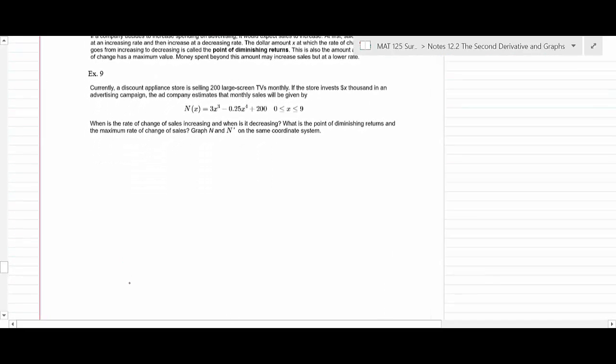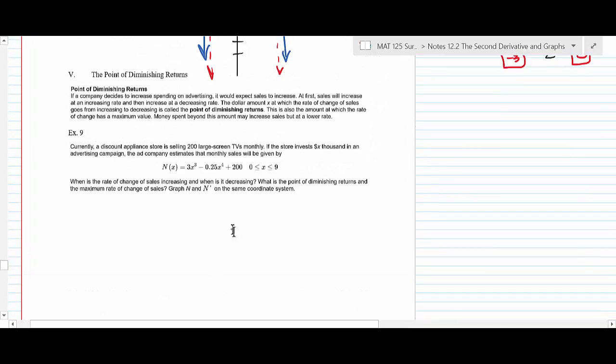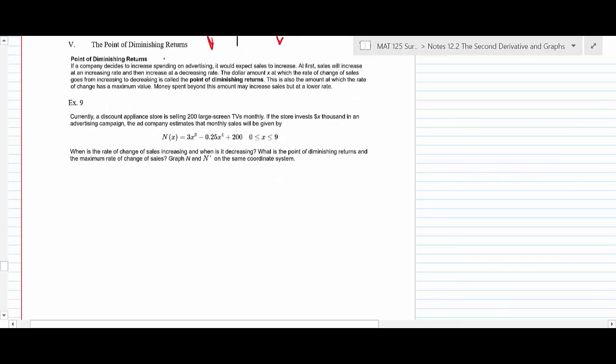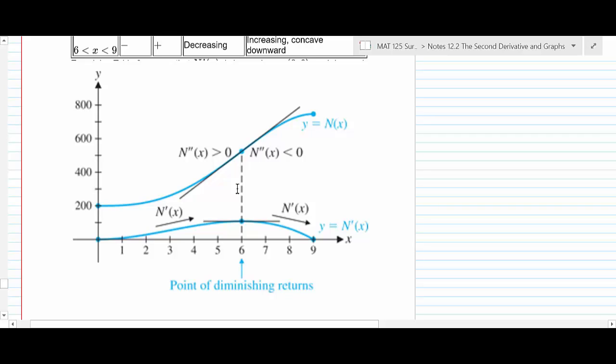And I'm not going to do all the stuff with increasing and decreasing, because I'm mainly going to use the graph to kind of explain what a point of diminishing returns is. So I took this out of the book because it has a nice graph on it. So this basically is saying that X is how many TVs you're selling, and then the store invests X $1,000 in an advertising campaign like this. So if you graphed this function, I want to just have you go to this next page and let's take a look at this so I can explain what the point of diminishing returns is, okay?